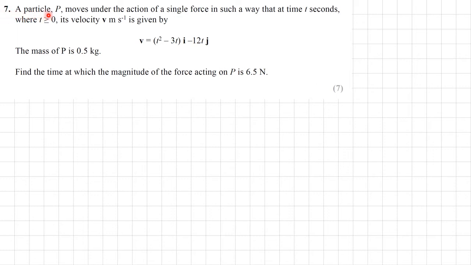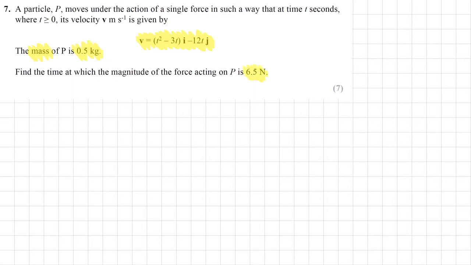Question 7. A particle P moves under the action of a single force in such a way that at time t seconds, where t is greater than or equal to 0, its velocity v is given by v is equal to t squared minus 3ti minus 12tj. The mass of P is 0.5 kg. Let's start highlighting some things. So the mass is 0.5. Here we've got the velocity, and what we need to do is find the time at which the magnitude, the size of the force acting on P, is 6.5 newtons.